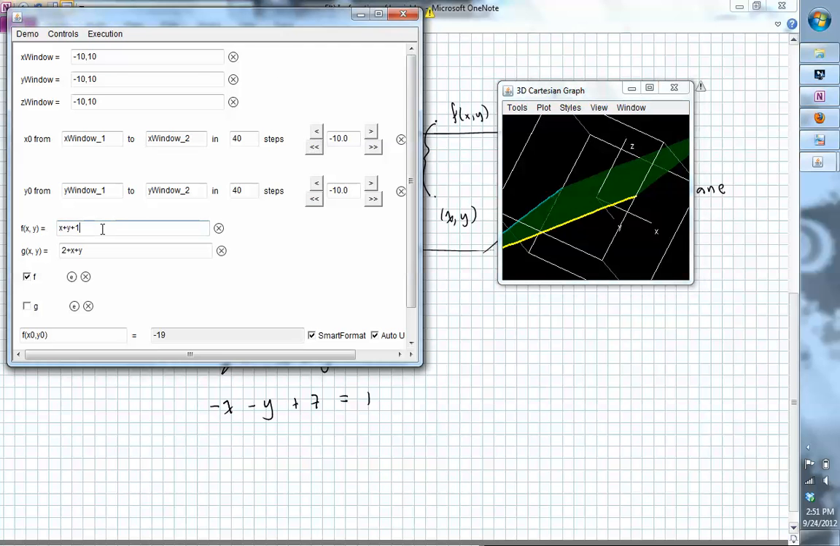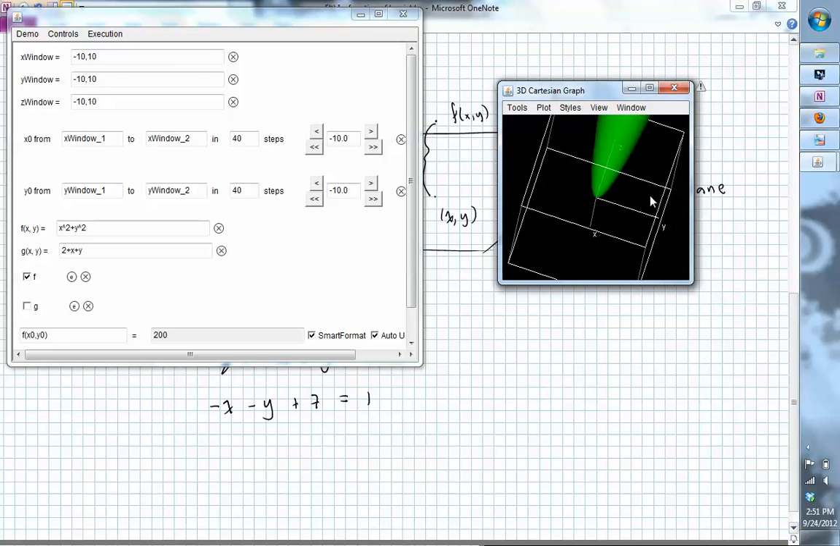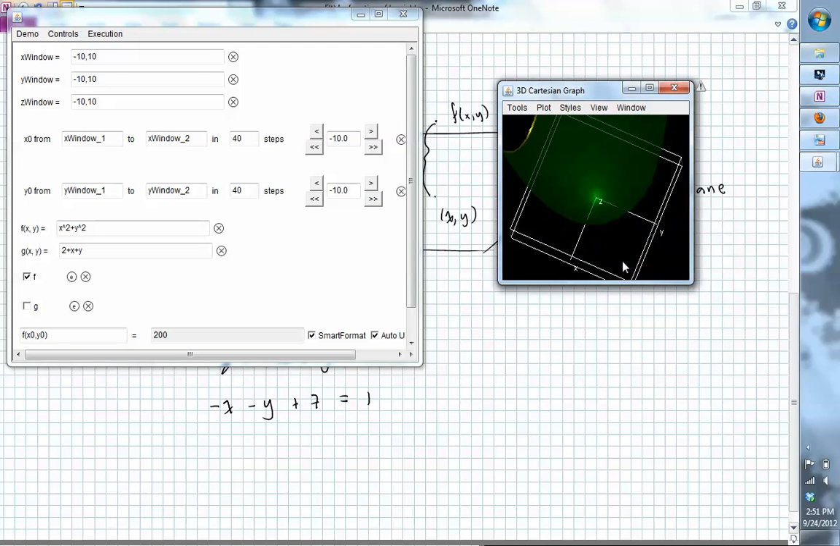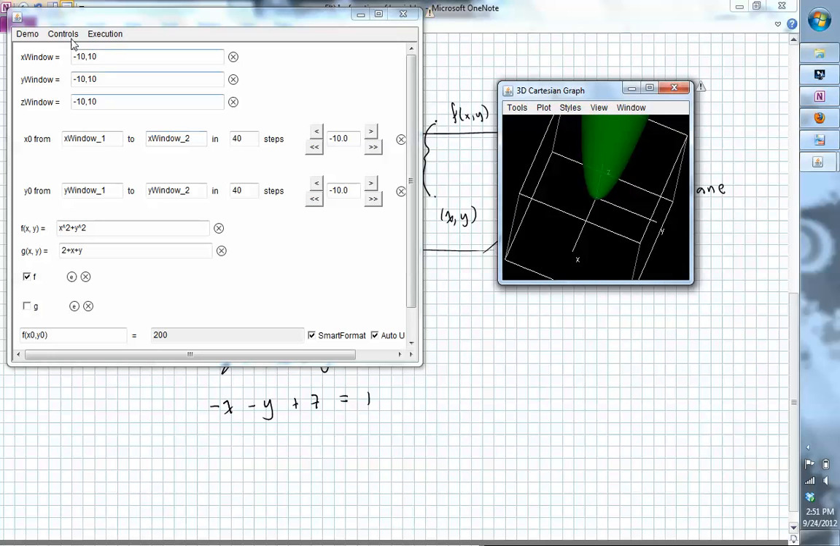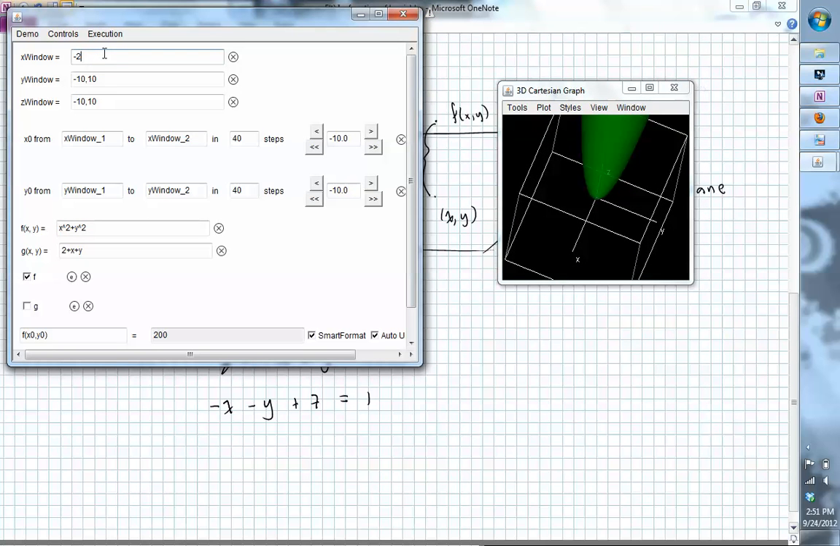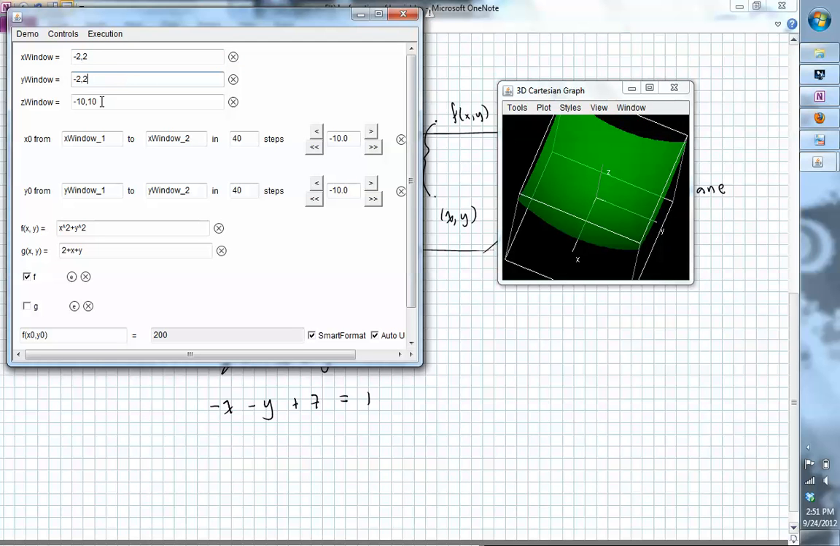All right, let's look at a different example here. Let's look at z equals x squared plus y squared. Let me tweak the range here so that it fits a little bit better. So let's go -2 to 2, 2 to 2, and maybe make the z, I don't know, let's go -1 to 6.